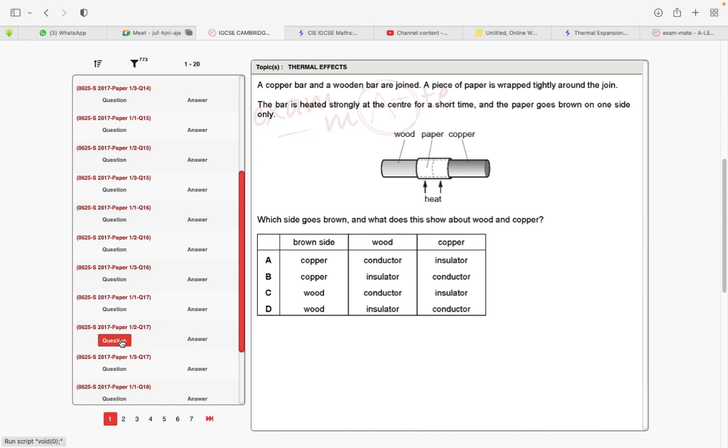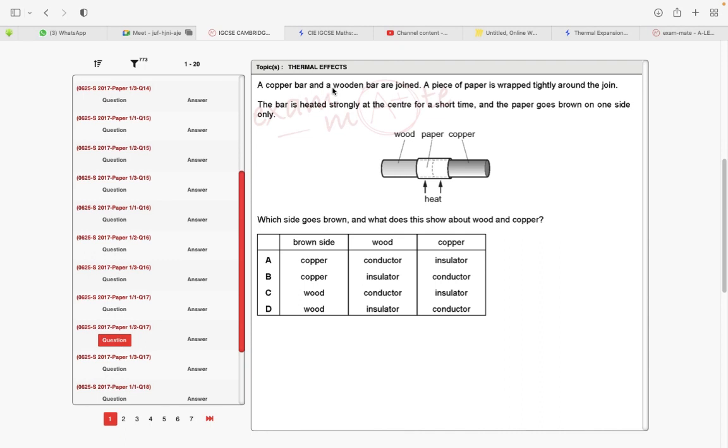Let's see this one. Hold on, because I came across this question. A copper bar and a wooden bar are joined. It's D. Okay, let's go through it together.